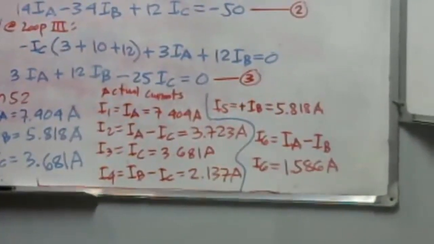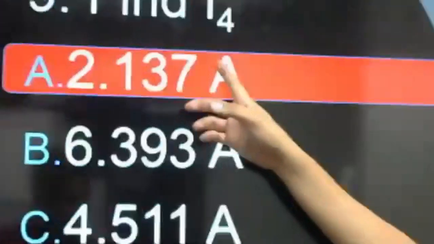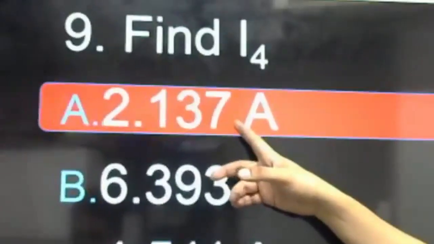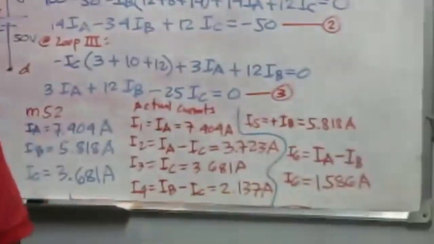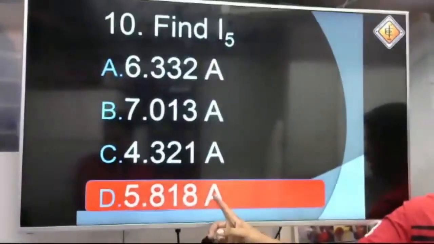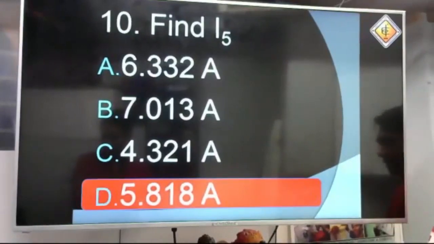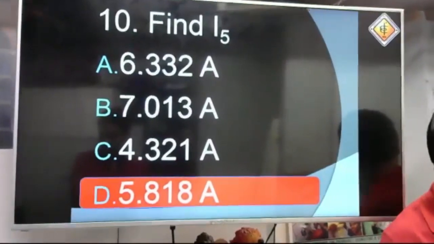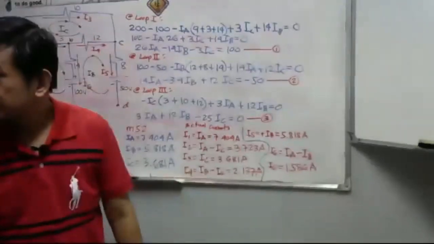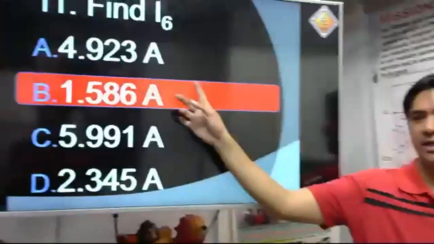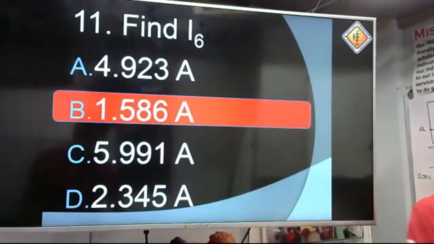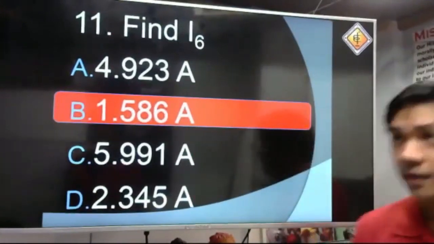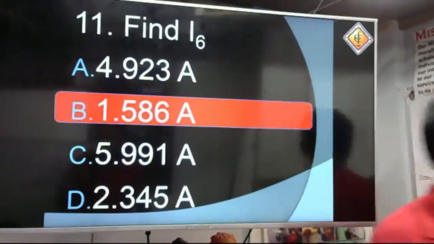For I sub 4, we have 2.137 here on the board. Yes, that's correct, 2.137 amperes. Then for number 10, we have our I sub 5, 5.818 on the board. Yes, also the same in our PowerPoint. What about I6, 1.586? There you are. So you can see, there is no cheating.